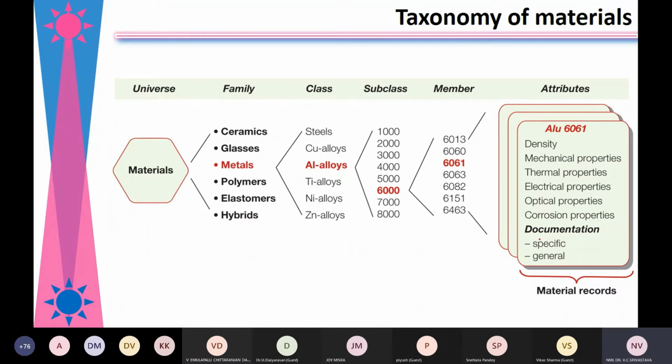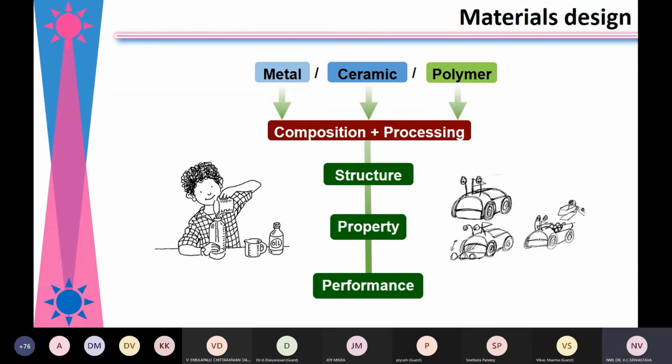Now, if you want to make a product, then we have to use all this data to design our product. Okay, and whether metals, ceramics or polymers, we know composition and processing are going to determine the structure, property and final performance.